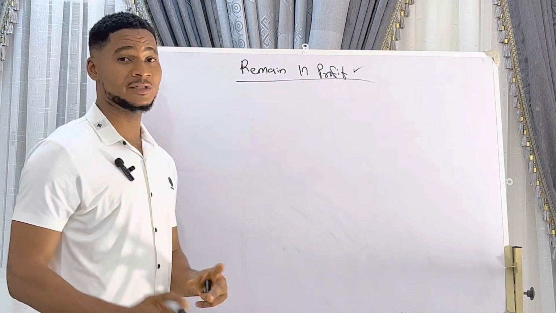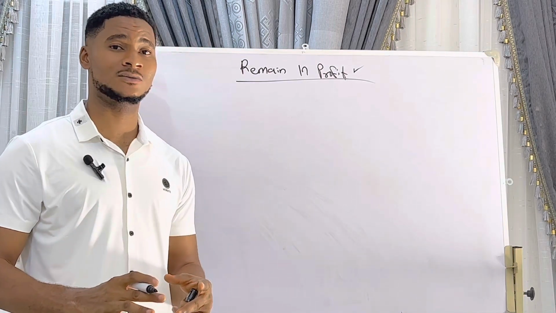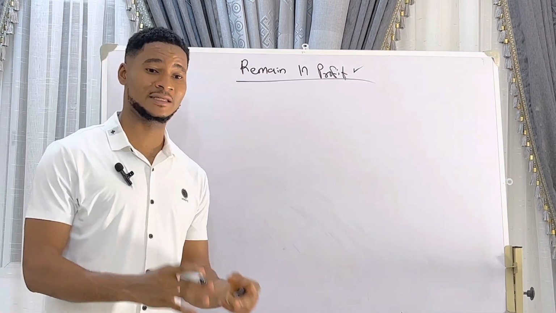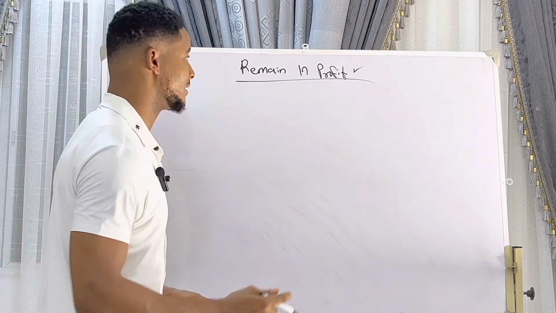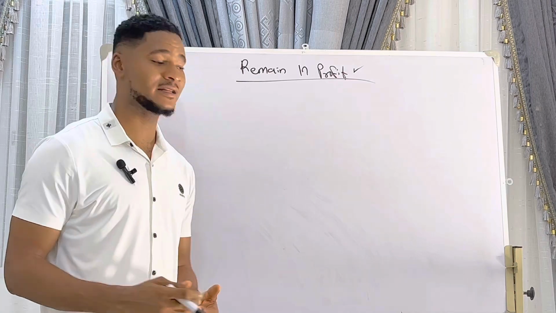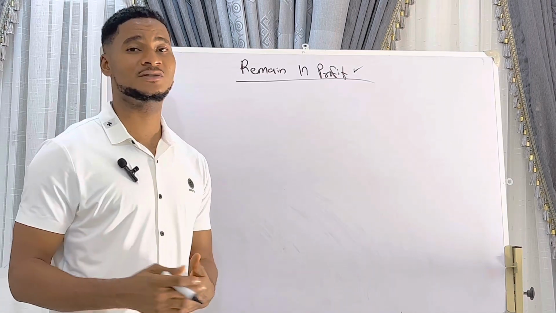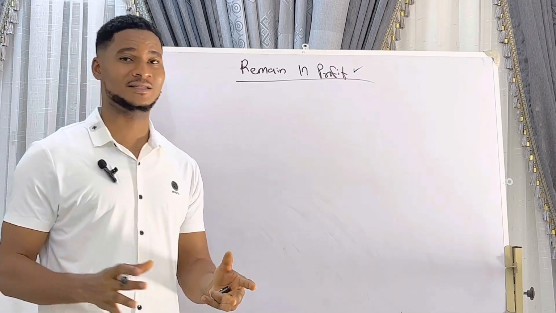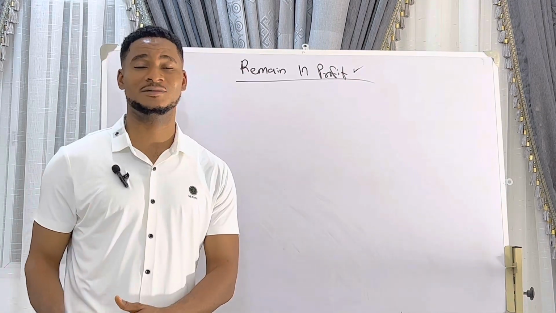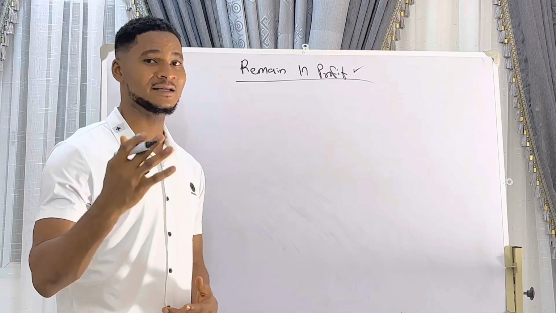For you to remain in profits means you would have to take your trades in such a way that would lead to you making profits, and that has to do with buying early or getting the right entry, knowing your support and resistance level. I have made videos about all these things, and I'm going to leave the link in the description box so you can go check it out and learn for yourself.